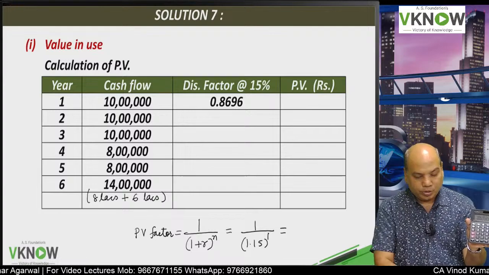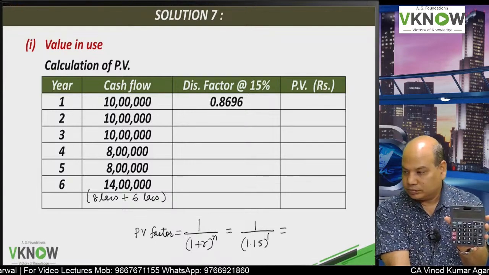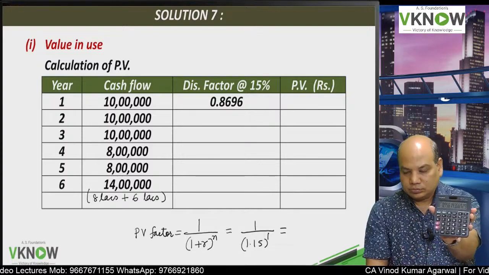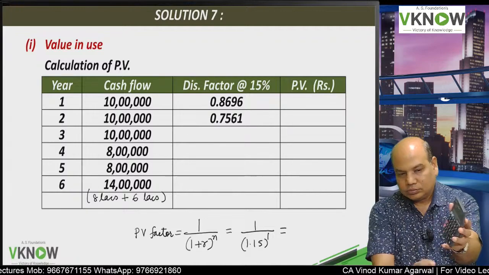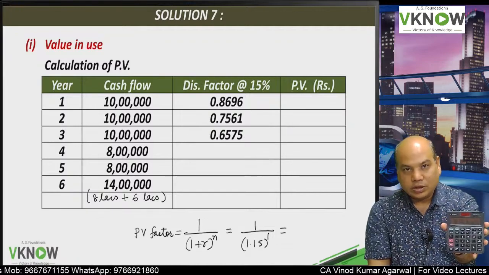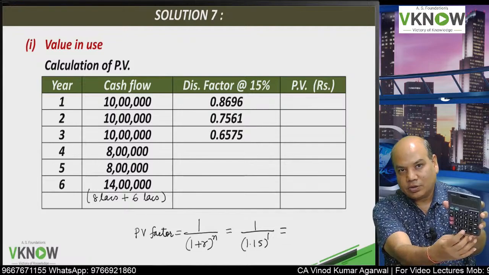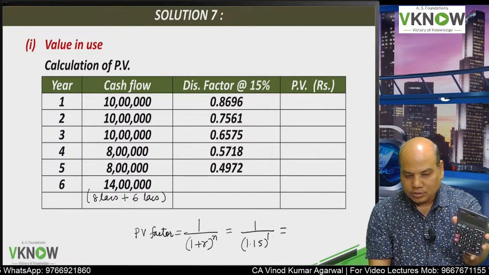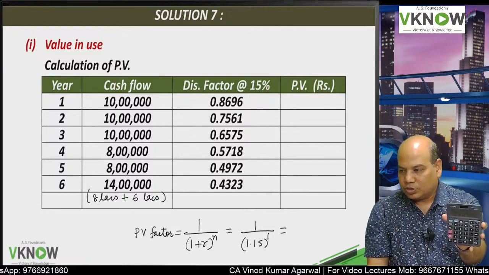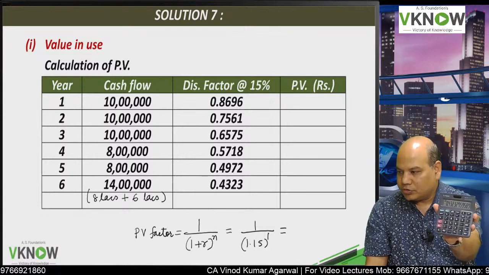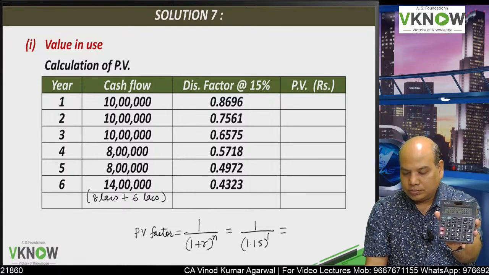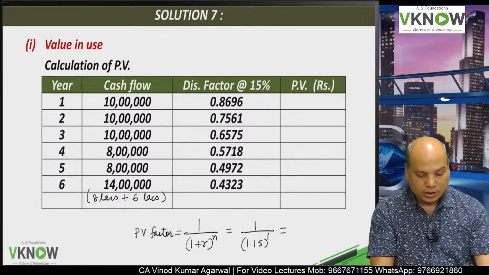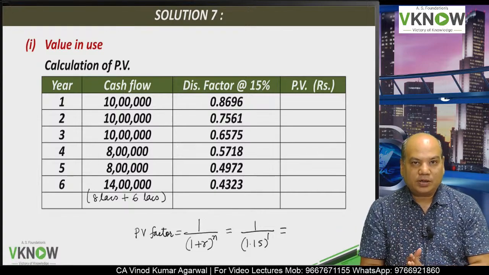Okay, can you see 0.8696 on this calculator? And now you press equal to again, you will get the second factor. Again press equal to, you get the third factor. Again press equal to, you will get the fourth year factor. Press equal to for the fifth year factor and press equal to again, you will get the sixth year factor. This way you can compute your PV factors. Is it right?